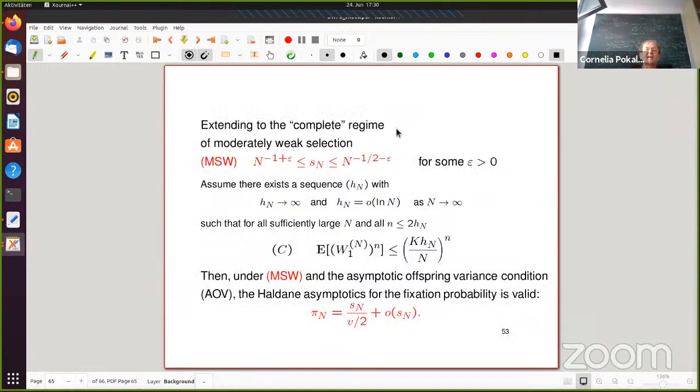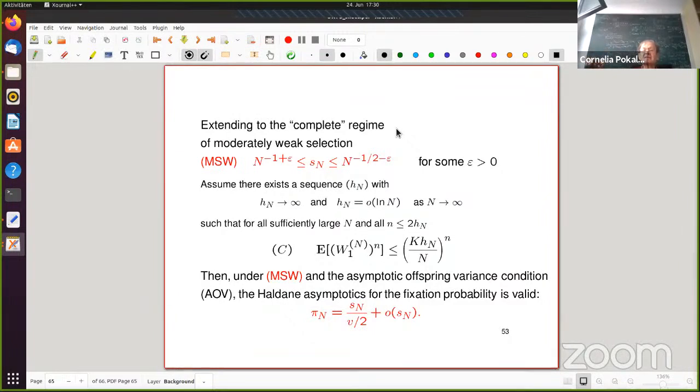But now let me turn to what is more recent, namely how to fill this gap from 1/2 to 2/3 and to cover the entire regime of moderately weak selection, right? And this is a little bit more daunting. These things here say that we need a quite high concentration of these weights, right?